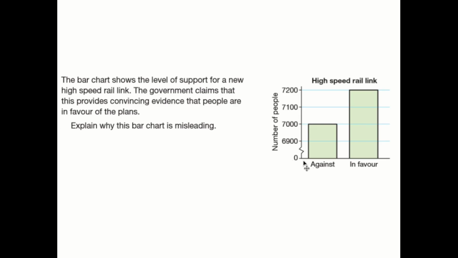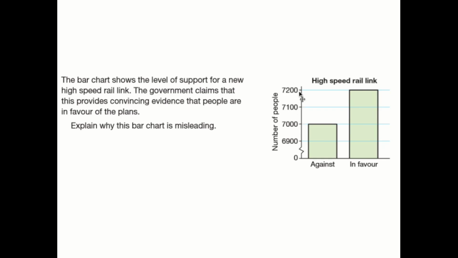Well, you can see that you've got the number against and the number in favour of this high-speed rail link. But let's have a look at the scale. We've got 6,900 up to 7,200. Okay, that's not too much of a difference in numbers there. But actually, at first glance, this bar chart looks like there's at least double in favour, doesn't it? Because you've got 2 blocks here, and here you've got 4 blocks going up the bar chart. So it looks like double the amount of people are in favour. But in actual fact, only 200 more people are in favour.